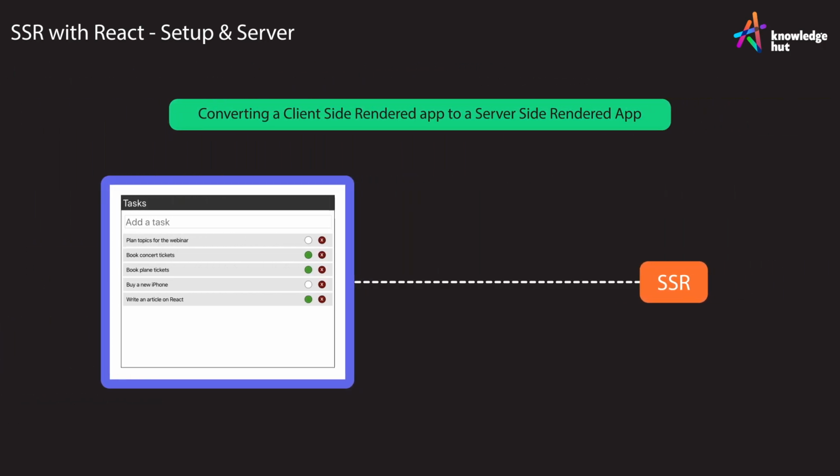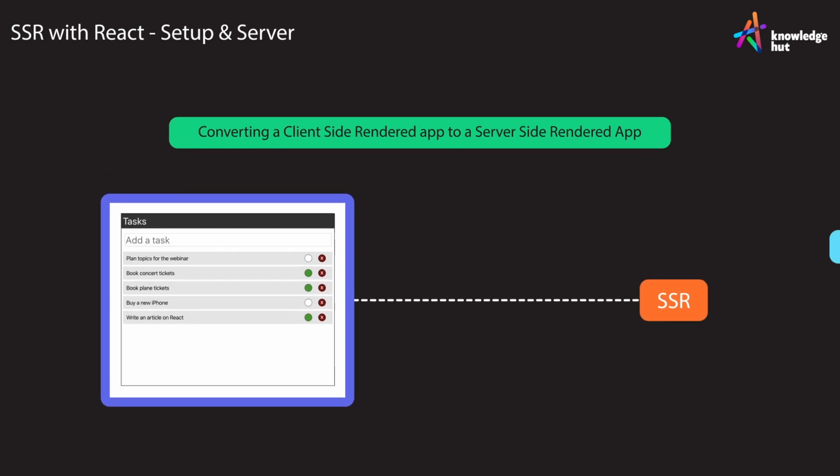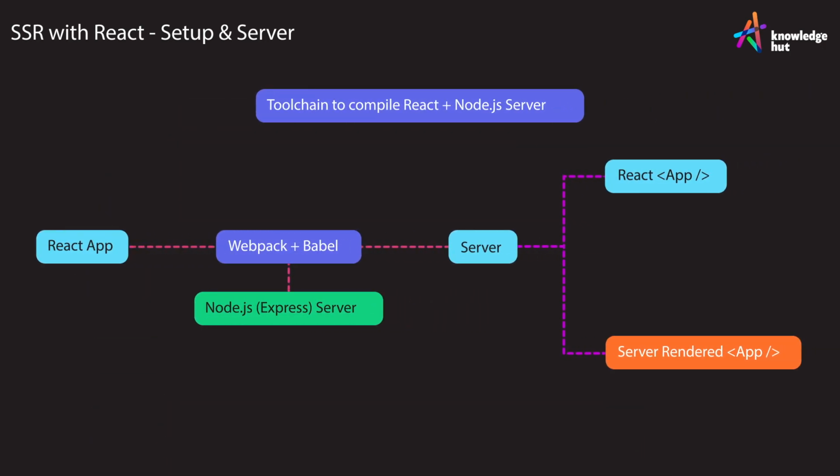Let's now work through a proof of concept case where we will attempt to convert an existing React app that was built using the Create React App toolchain into a server-side rendered app. We will use Webpack and Babel to build a custom toolchain that will compile our React app and a Node.js based server that will serve both the server-side rendered and the client-side rendered version of our React application.